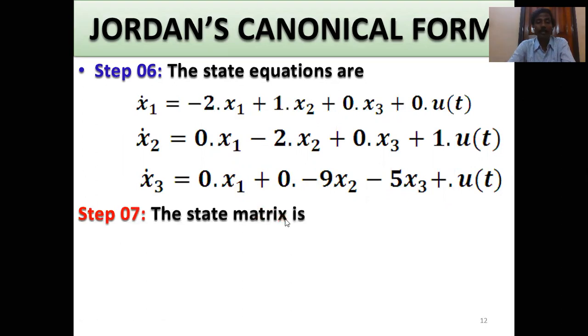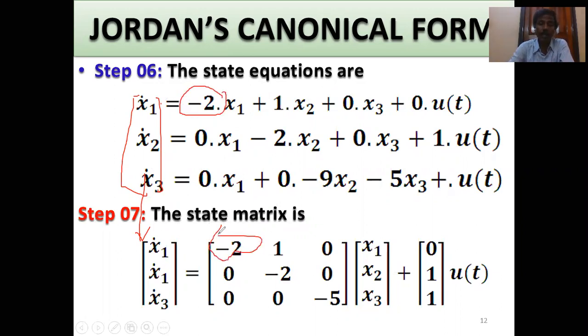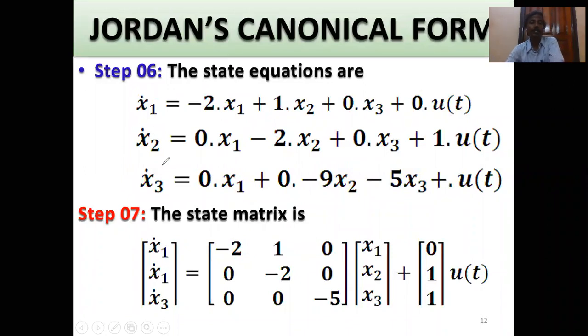Then the state matrix. What is the state matrix? Just put here, left hand side, this is the x1 dot to x3 dot. So this is the state matrix x1 dot, x2 dot, x3 dot. And the first coefficient is minus 2, this is also minus 2. Second coefficient is 1, so put here 1, and the third coefficient 0, and this is the 0. So x1 dot equals minus 2 into x1 plus 1 into x2, 0 into u of t. So the first equation is satisfied. And the second equation, what is the second equation?